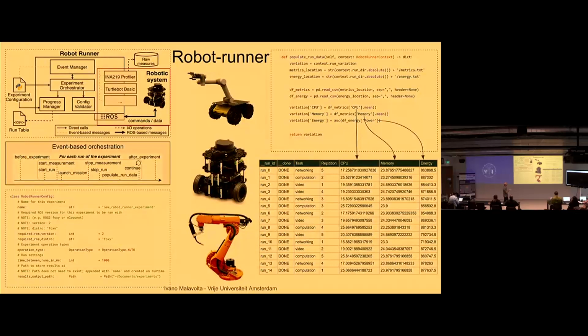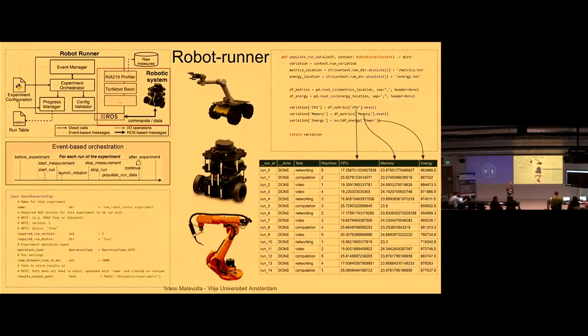And here in these columns, you can see the values that have been collected in the specific run. So here, for example, we have the mean of the CPU usage. Here we have the mean of the memory usage. And here we have a computation of the energy consumed by the robot.